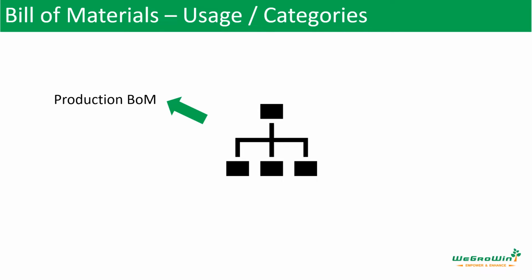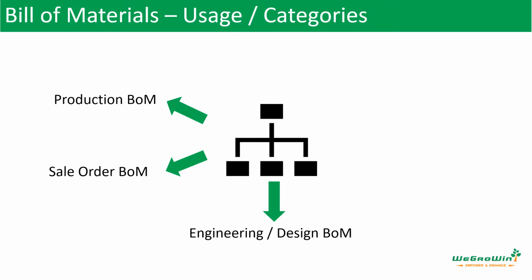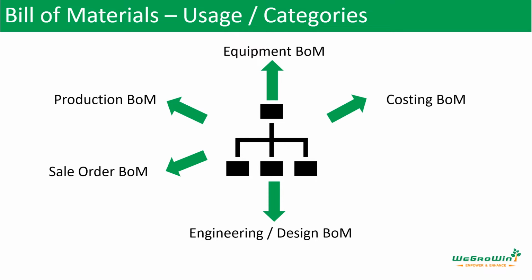What are the categories of bill of materials? We have the production BOM. These are the bills of material which are used for production purposes. There is a bill of material for sales, which is called the sales order BOM. Then there is a design BOM or engineering BOM, or sometimes it is called a super BOM also. And then we have the equipment BOM. And then we have the costing BOM, to work out the cost of the product. And then we have the work breakdown structure.